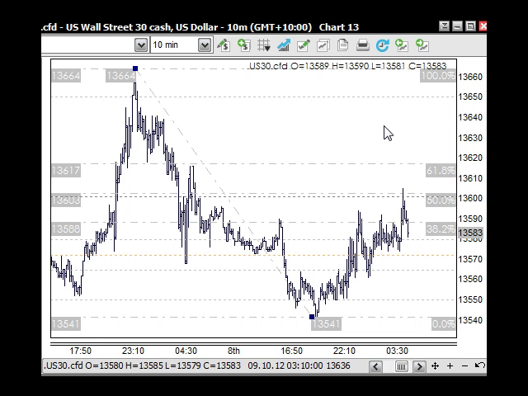So that means that on the Australian market, we've tightened up our stops, and they're looking quite tight now. So we should be able to expect some softer moves in there.